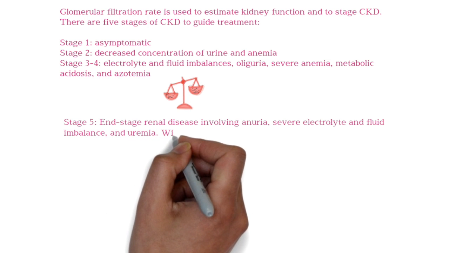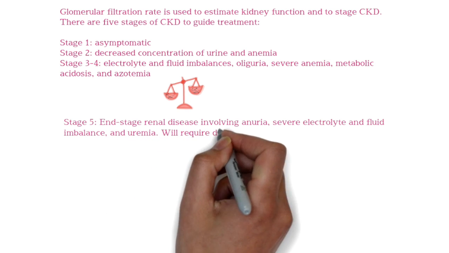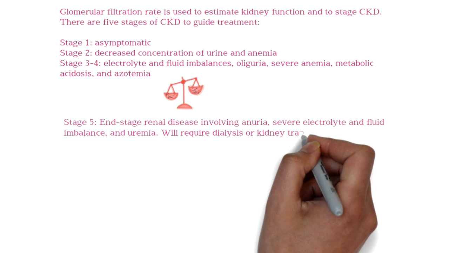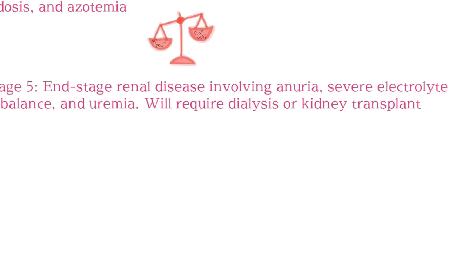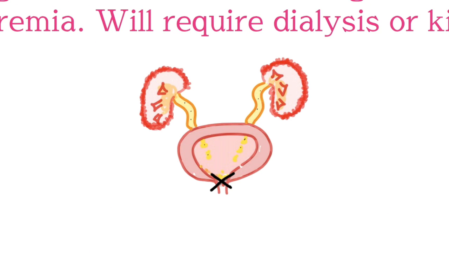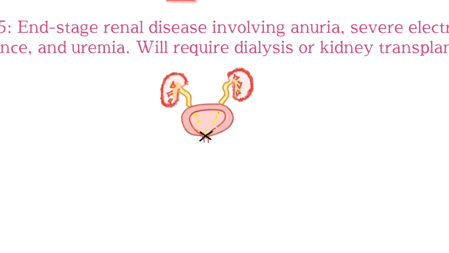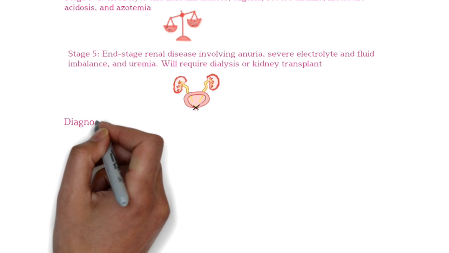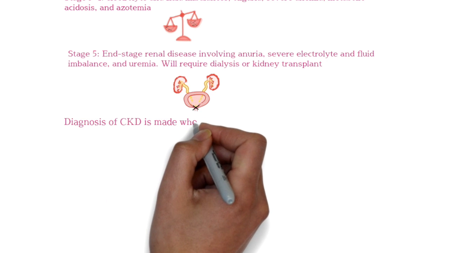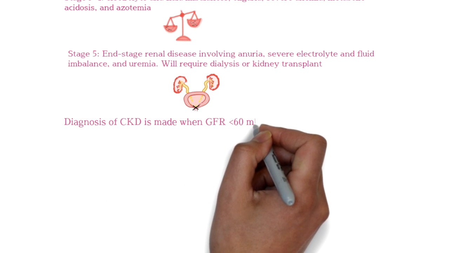Early stages of CKD are asymptomatic and often go undetected. Because CKD is a progressive disease, this will lead to end-stage renal failure that will require dialysis because the kidneys are unable to produce urine. Diagnosis of CKD is made when GFR is below 60 milliliters per minute for 3 months or longer.